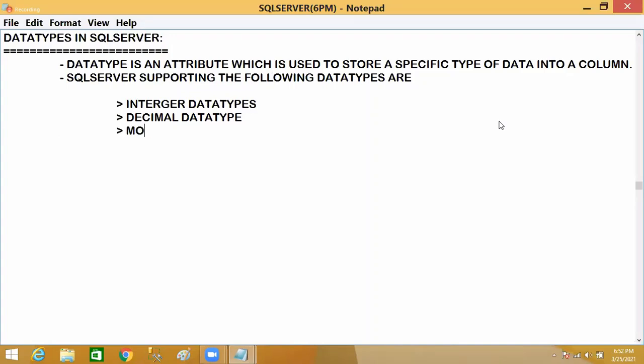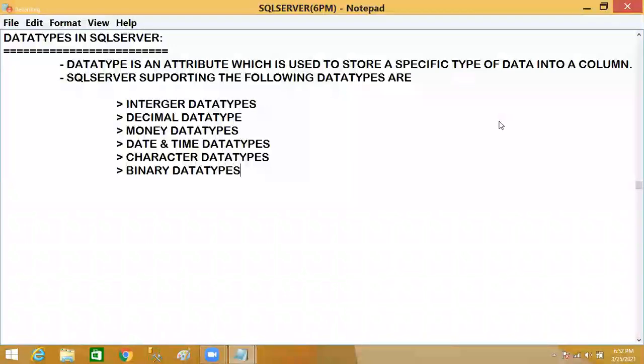Third one is called money data types, and fourth one is called date and time data types, and fifth one is called character data types, and sixth one is called binary data types, and next we call some special data types.